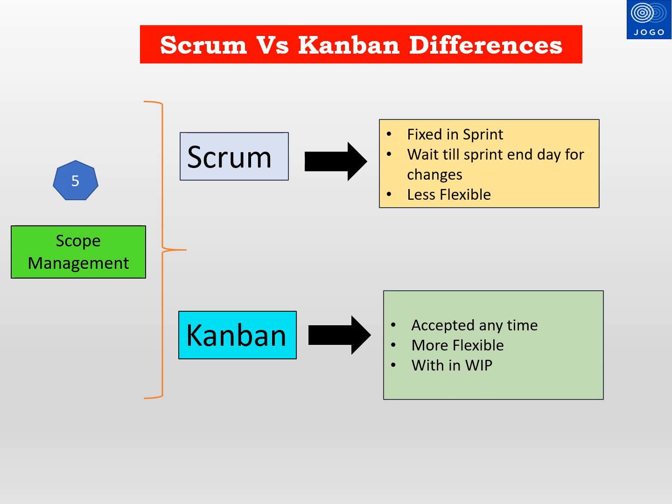The fifth comparison is how the scope change managed or handled in Scrum and Kanban. Scope will be fixed within the sprint cycle in Scrum. Any scope change should wait till the sprint is completed. Scrum framework is less flexible. In Kanban, scope change is accepted at any time. Kanban is more flexible framework. Kanban focuses on work in progress limit, that's called WIP limit.